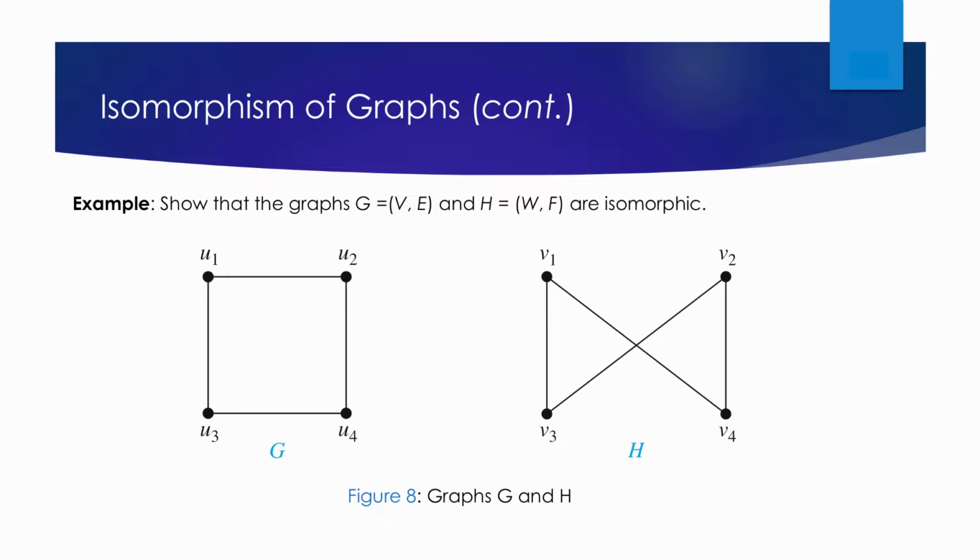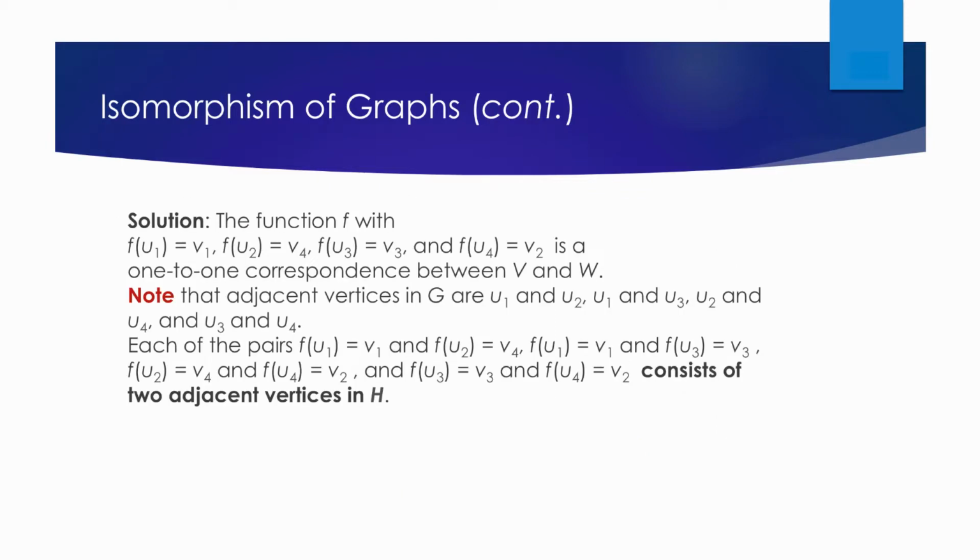In this example, we have a graph G and a graph H displayed in figure 8, and we want to know if they are isomorphic. The function f with f(u1) equal to v1, f(u2) equal to v4, f(u3) equal to v3, and f(u4) equal to v2. So there is a one-to-one correspondence between V and W.